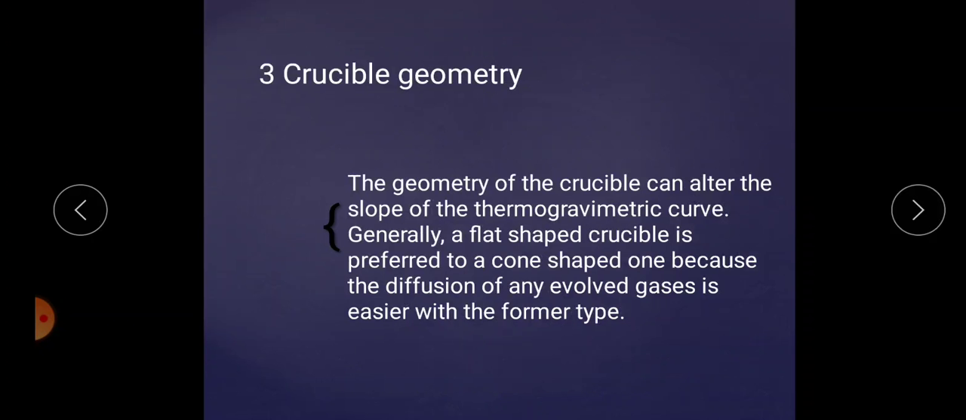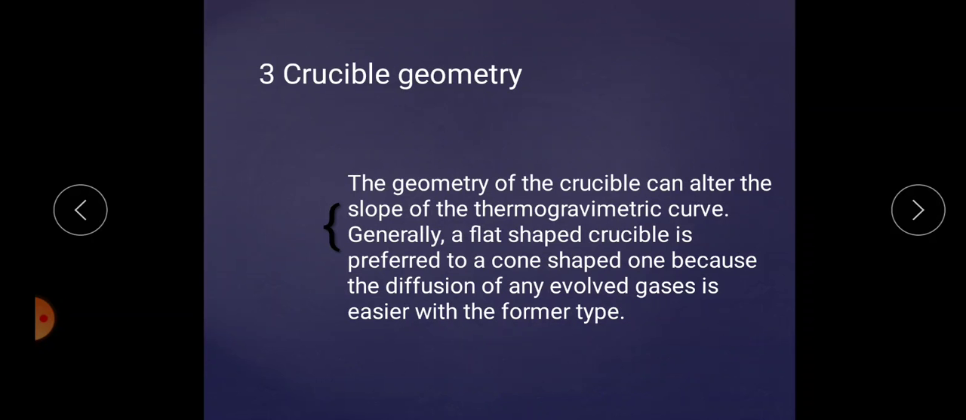And the third and last instrumental factor is the crucible geometry. In this case, suppose we take a saucer, a small bowl, and a plate. In both cases, the open surface area in the plate is more. Hence, the material gets cooled easily and fast as compared to the other vessel. The similar effect has been observed in the geometry of the crucible. The geometry of the crucible can alter the slope of the thermogravimetric curve. Generally, a flat shaped crucible is preferred to a cone shaped one because the diffusion of any evolved gas is easier with the former type.